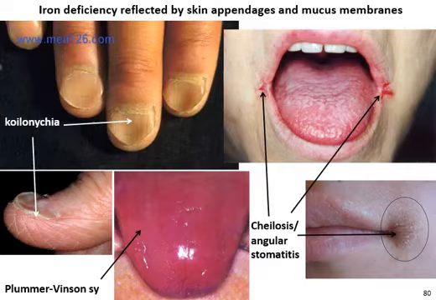Here is a short visual summary of the symptoms, which are very common and which you can observe in several patients. Spoon-shaped nail. Here, Plummer-Vinson syndrome evoked glossitis and angular stomatitis.